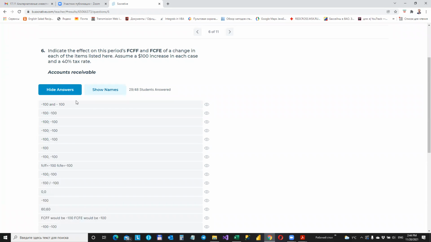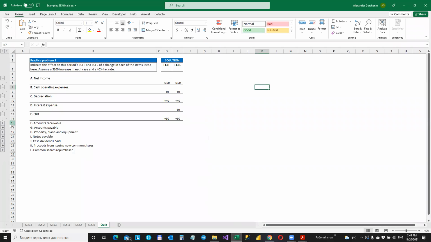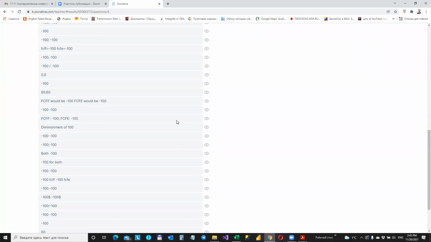Okay. Interesting. Yes, you're correct. You're not getting the real cash. You just increase your accounts receivable. That means that the real cash will be less by this 100. Go on.